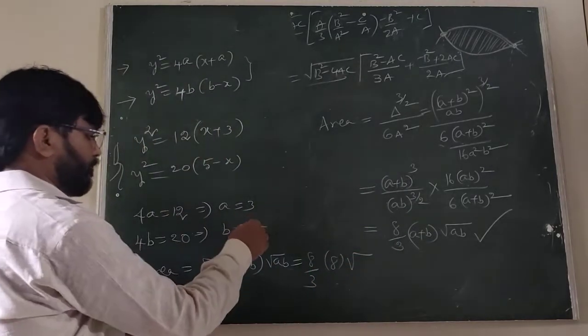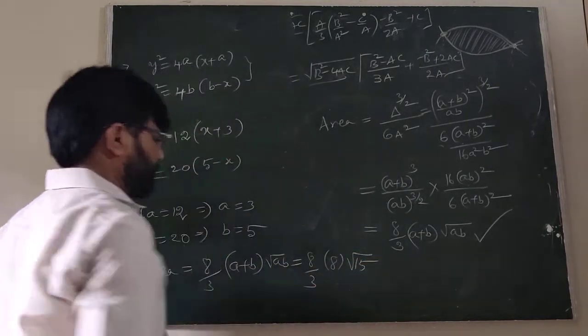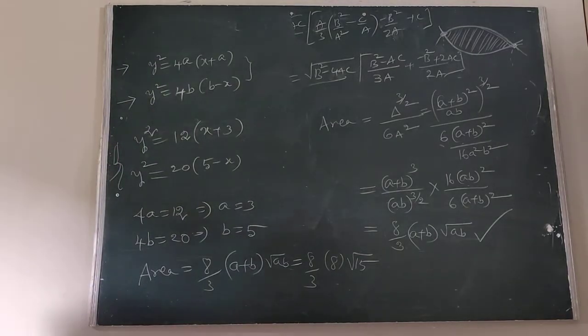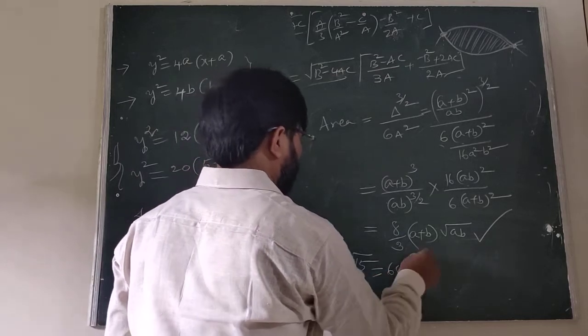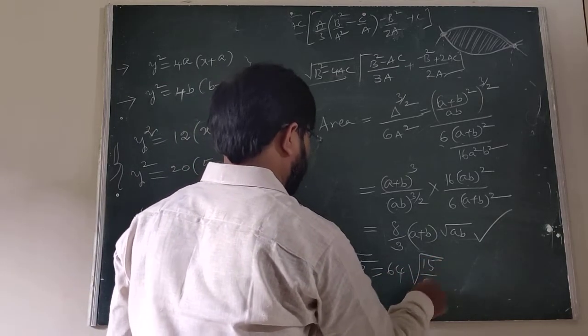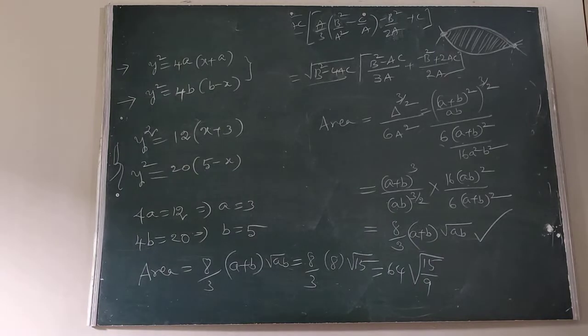Root of ab is root of 5 times 3, which is root of 15. Is it clear? Therefore the answer is given here. 8 into 8 is 64, under root of 15 by 9.